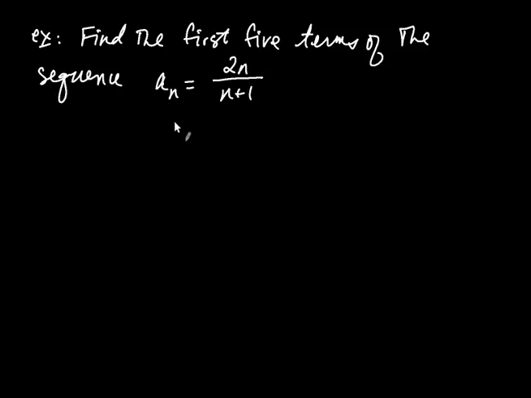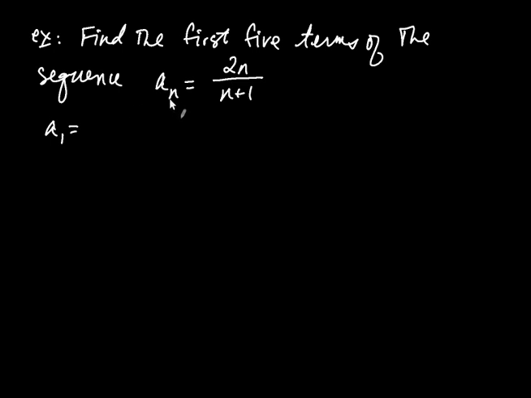So find the first 5 terms of the sequence given by this nth term. So they tell you, hey, here's what you do with n. a_n, the nth term, is 2n divided by n plus 1. So we want to first find the first 5 terms. So what would the first term be, a_1?